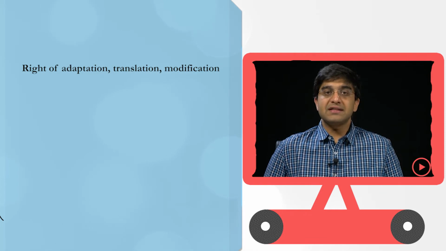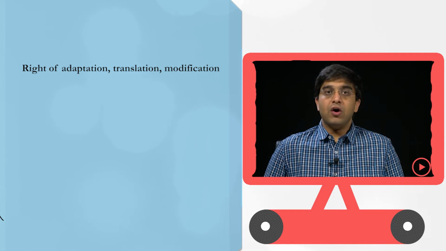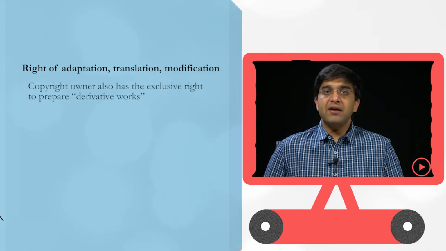The next set of rights available under section 14 is the right of adaptation, translation, and modification. The owner of a copyright not only has the right with respect to the work he creates, but also has the right to prevent others from making an adaptation of his work. Therefore, he has the right to prepare what we call derivative works. As the term suggests, this means the works which are derived from the original work.